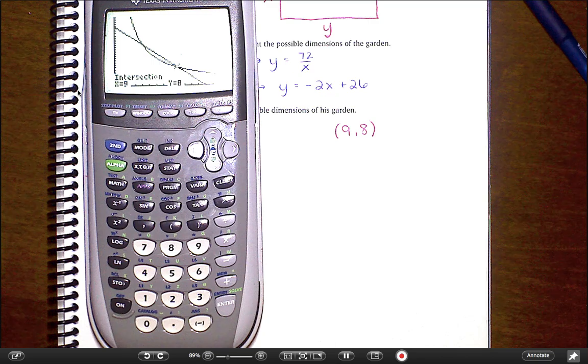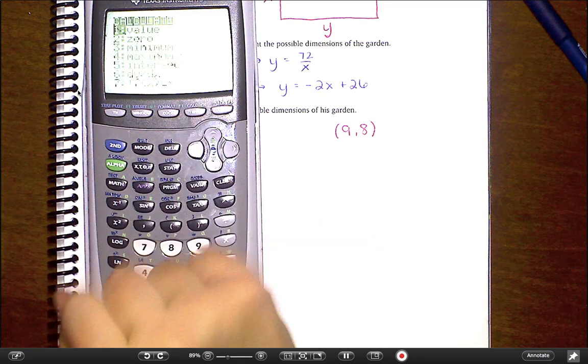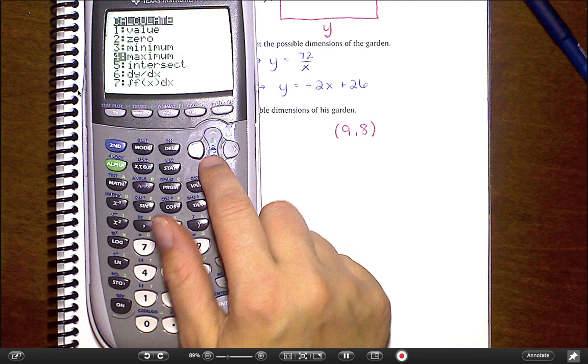Okay, so that's one of my possible intersections. We're going to repeat that process to get the other point with one minor change, one minor step we have to add. So I'm going to go back to Calc, go to number 5 for intersection.